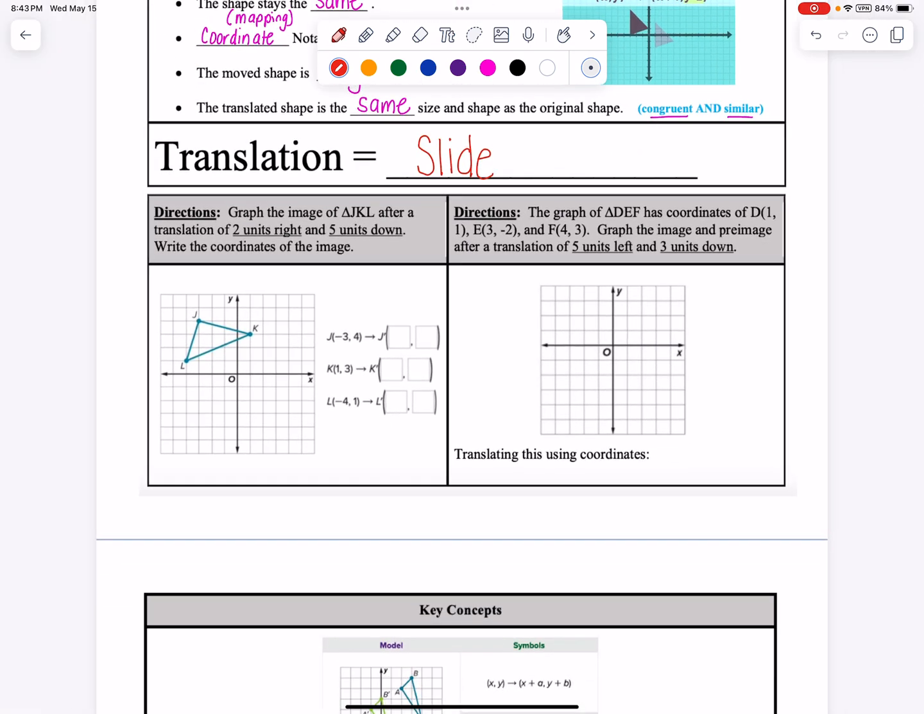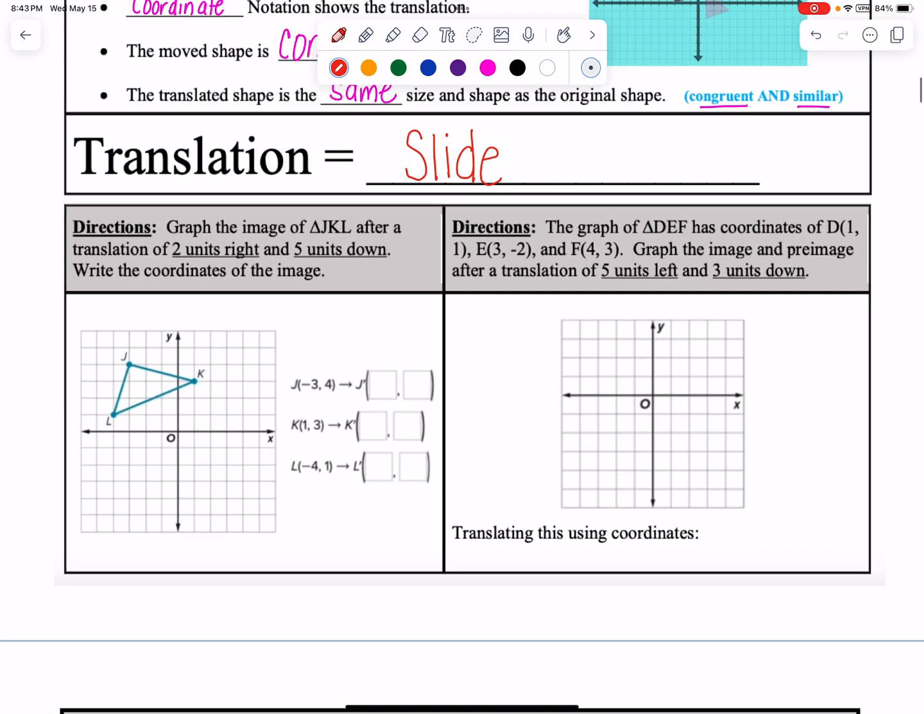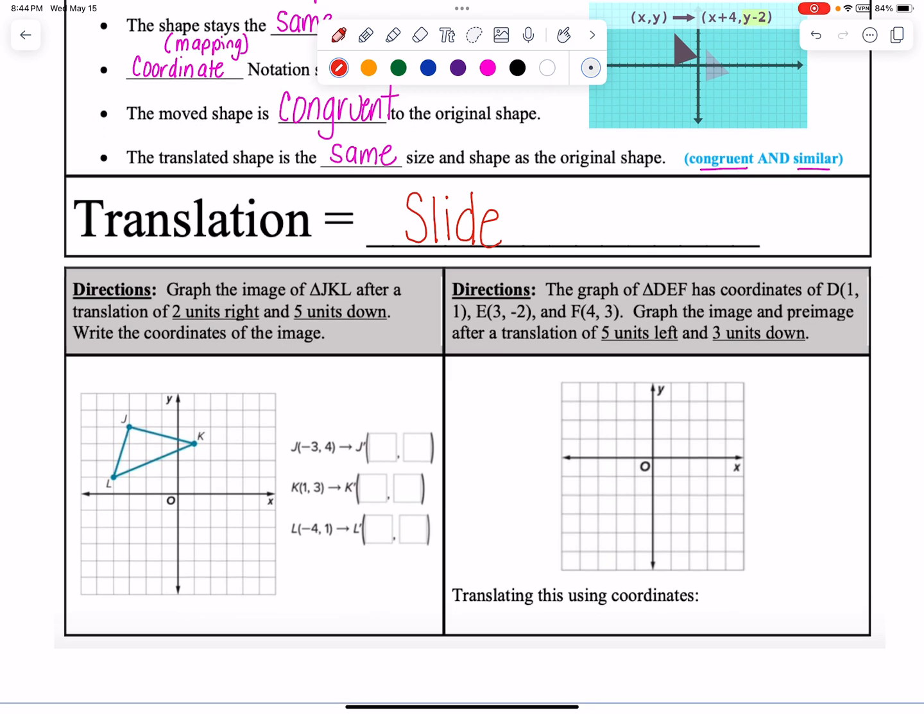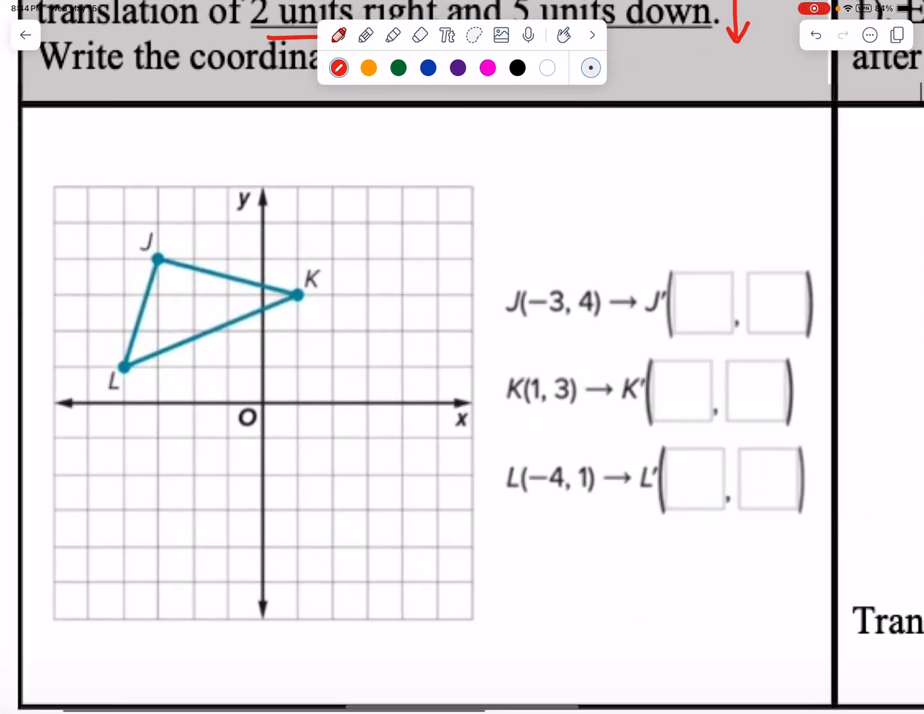So let's go ahead and practice this. It's a pretty short lesson today to launch you into this concept. So it says graph the image of triangle JKL after a translation of 2 units to the right and 5 units down. Write the coordinates of the image. So here's some notation here. Let's take a look at this.